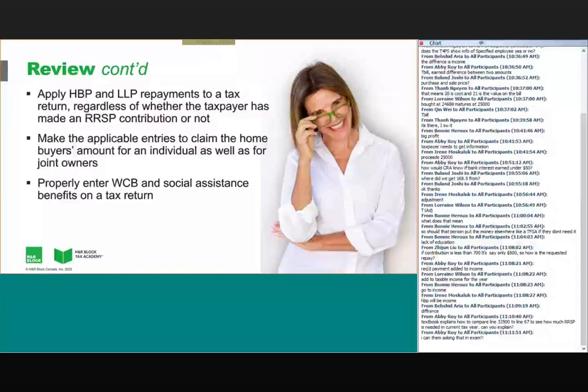We showed you how to make the entries to claim the home buyer amount and how to properly enter workman's compensation and social assistance onto a tax return.